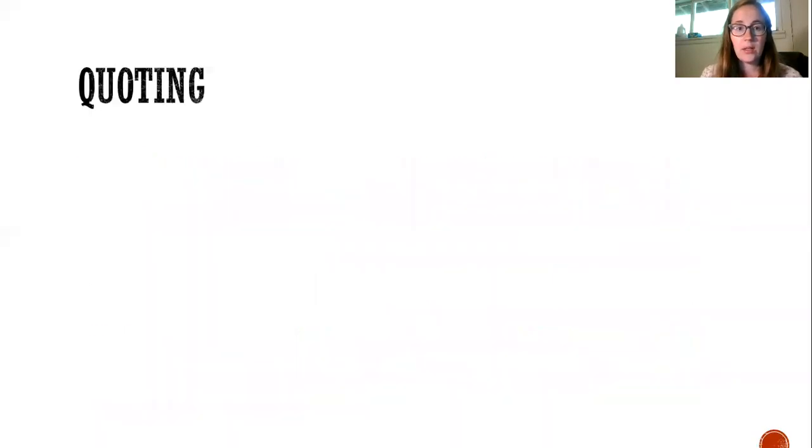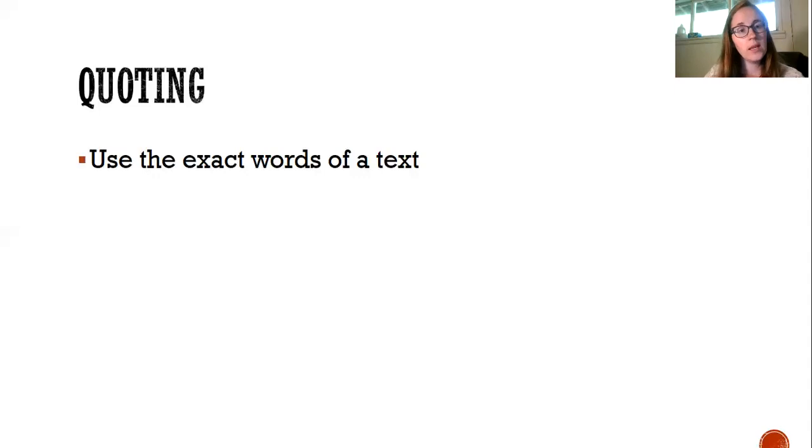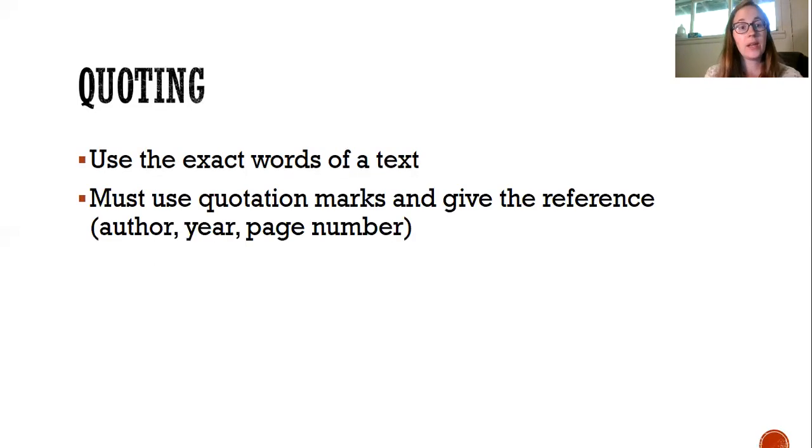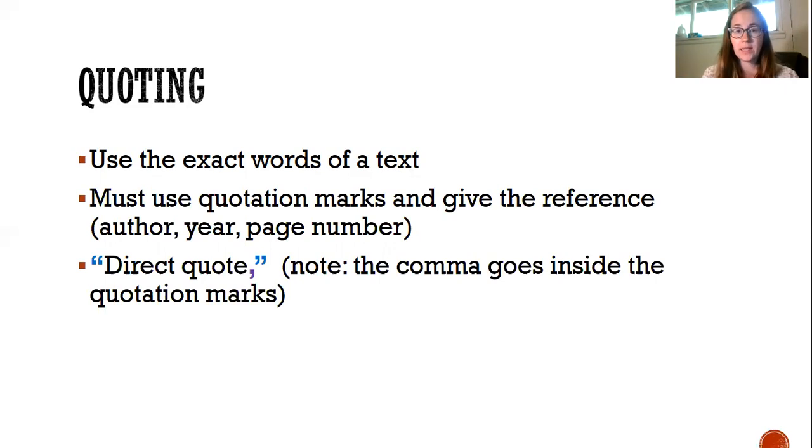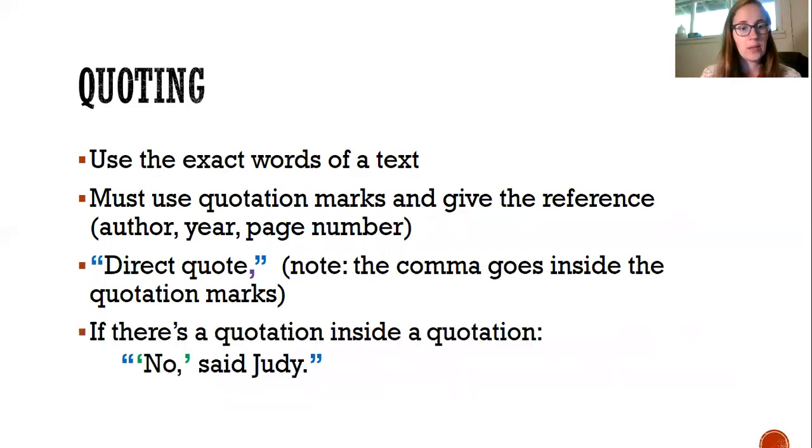And then last of all, we're going to talk about quoting, so giving direct quotations from a text. In doing this, we're going to use the exact words of a text, but you must use the quotation marks and give the reference: tell the author, year, and page number. Otherwise, it's plagiarism. Okay, so again, when we're using quotation marks, we put one at the front, we say the exact words, then we do a comma, and we put one at the end. That's how we use quotation marks.